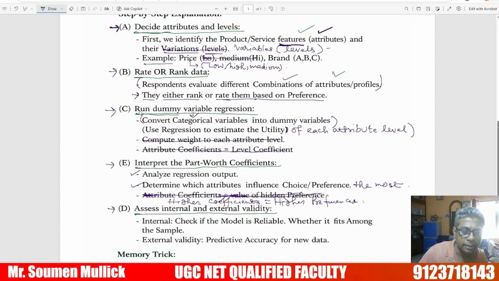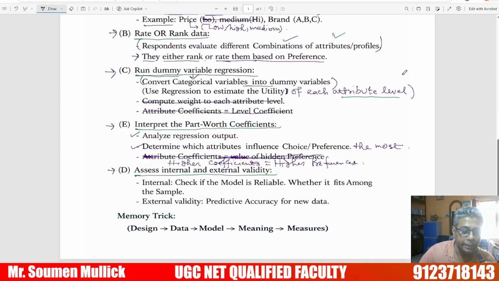Third step, run dummy variable regression. Convert categorical variables into dummy variables. This point is very important. They use regression to estimate the utility. Run dummy variable regression, converting categorical variables into dummy variables for each attribute level.